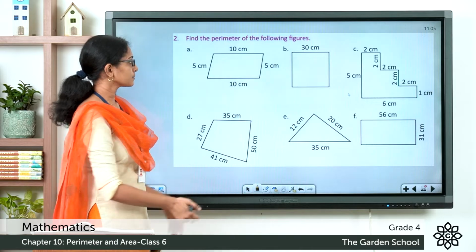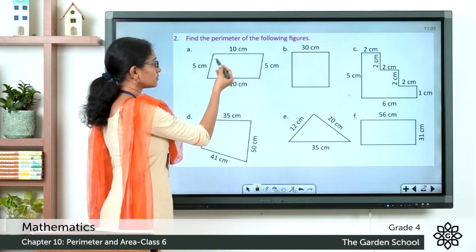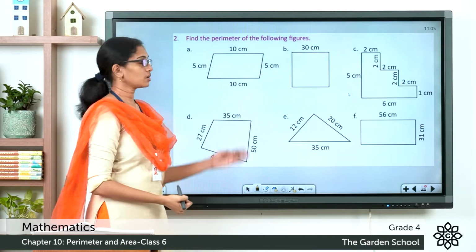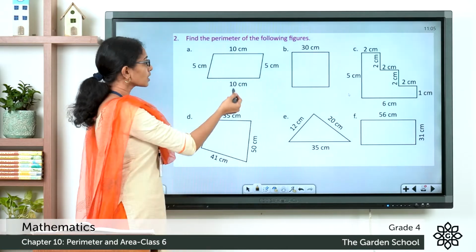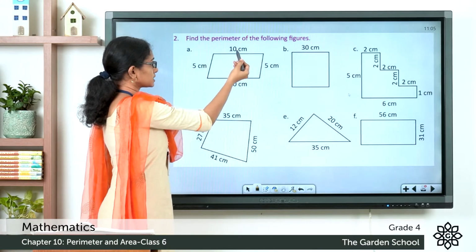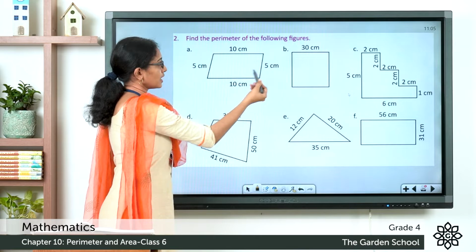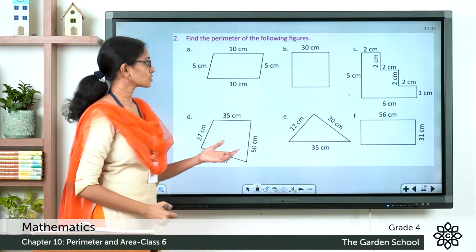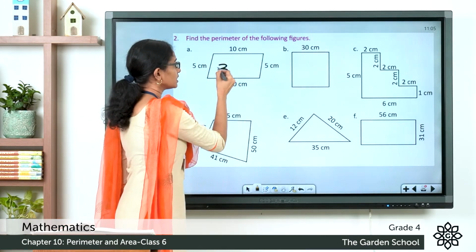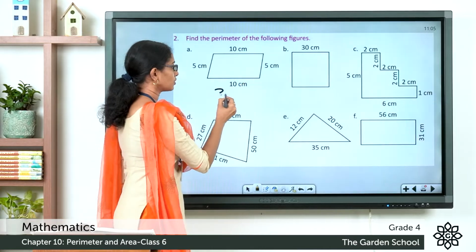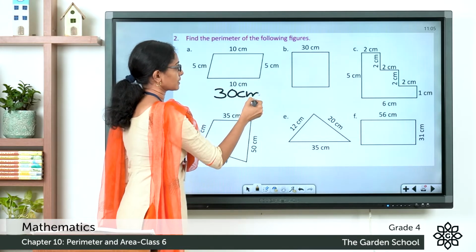Let's do the adding. So it is 10 plus 5 plus 10 plus 5. And what is it? It is equal to 10 plus 5, 15, plus 10, 25, 25 plus 5, 30. So what is the perimeter of this figure? It is equal to 30 centimeter.